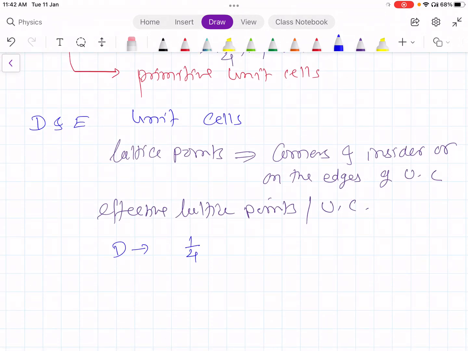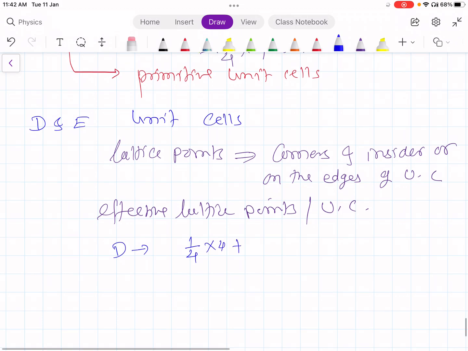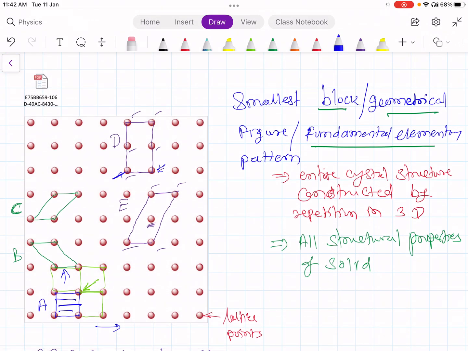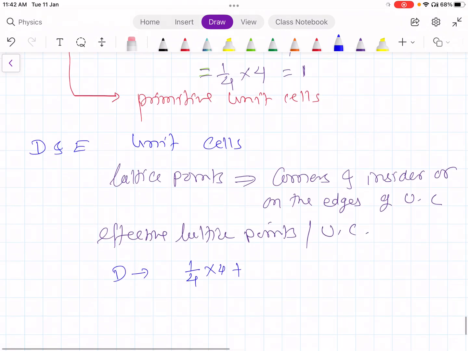It is 1/4 into 4, plus there are 2 atoms or lattice points on the edges, this and this. And these two are shared by 2 unit cells, because one more I can draw over here and one more I can draw over here. So these points on the edges are shared by 2 unit cells, so its contribution is half. So half into 2 lattice points on the edges, that is equal to 2.